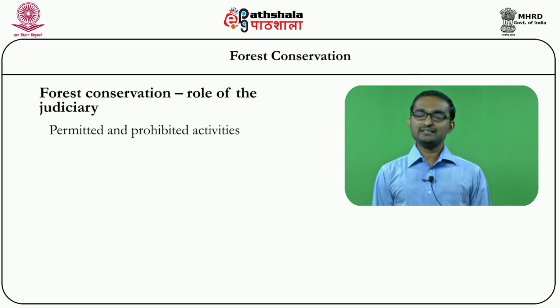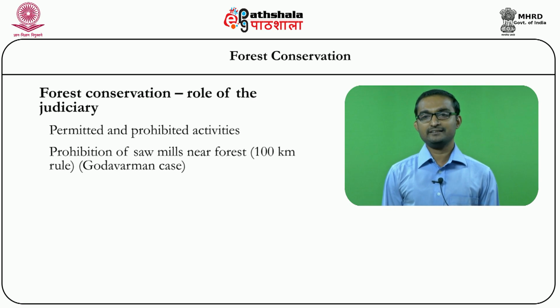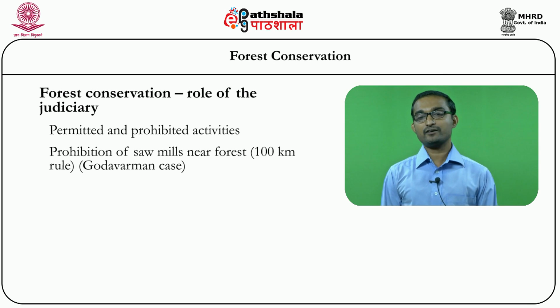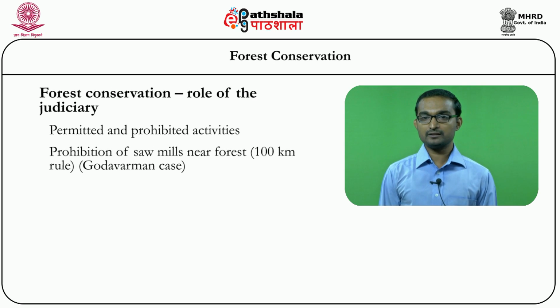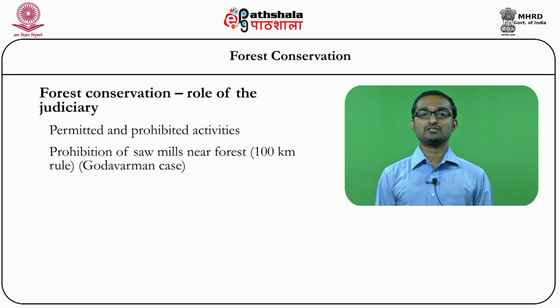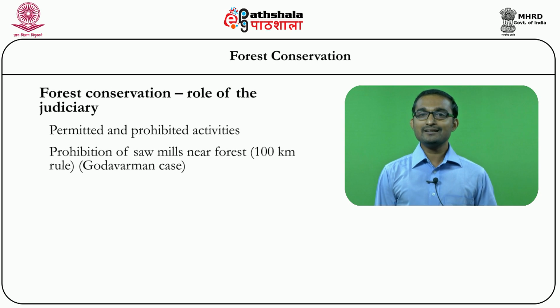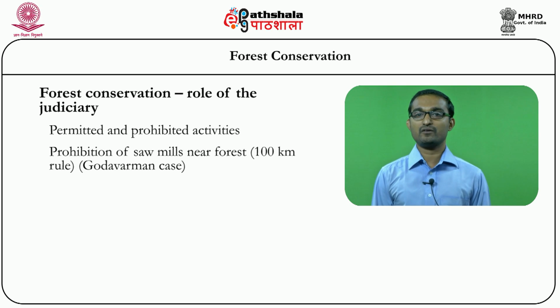For example, let us take this Godavarman case again, where the court prohibited sawmills near forest, and they introduced this rule of 100 km, and all sawmills should be beyond 100 km from the forest. That means all sawmills within the limit of 100 km from the forest, the state governments were asked to remove. So the Supreme Court was actually interpreting the forest law and introducing new regulatory tools or new rules under the scope of the Indian Forest Act.